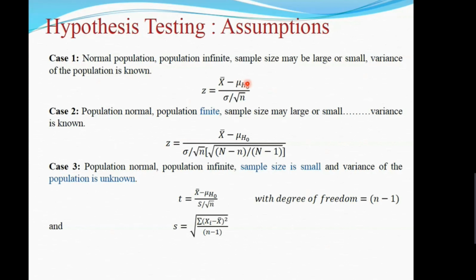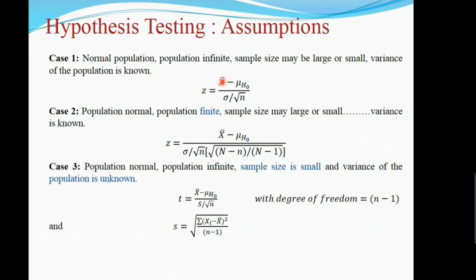This mu h0 is the null hypothesis that we have set. Now we have to calculate one value, the z value. We are doing z distribution, so we will calculate the z value using the null hypothesis. Then we will compare that z value with the tabulated value. Tabulated value means from the z distribution.